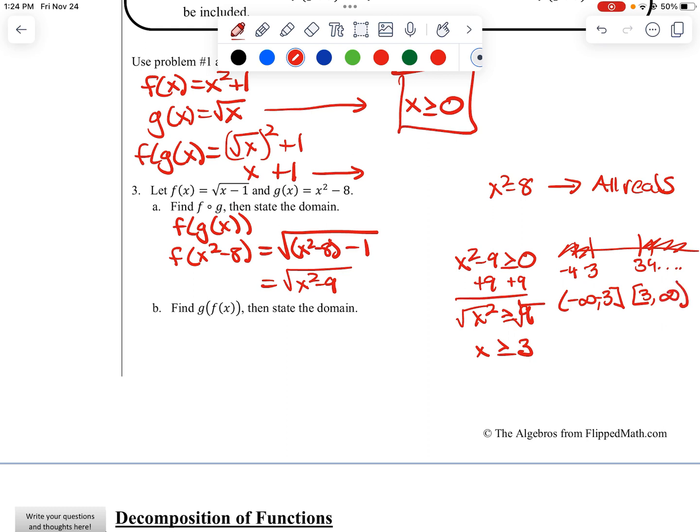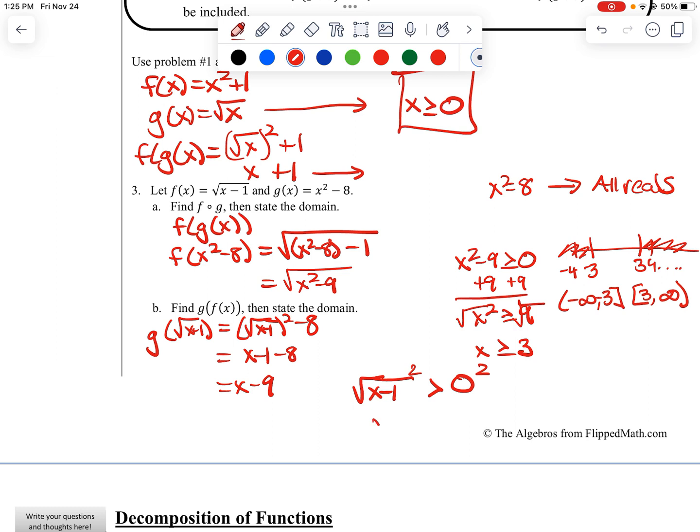So let's see what this next one would be. G of f of x. So g of the square root of x minus 1. So that would be the square root of x minus 1, squared, minus 8, which is just really x minus 1 minus 8, which is really just x minus 9. So what are our restrictions? Well, the output doesn't have any, but our input, the square root of x minus 1, has to be greater than or equal to 0. So we square it. So x minus 1 has to be greater than 0.